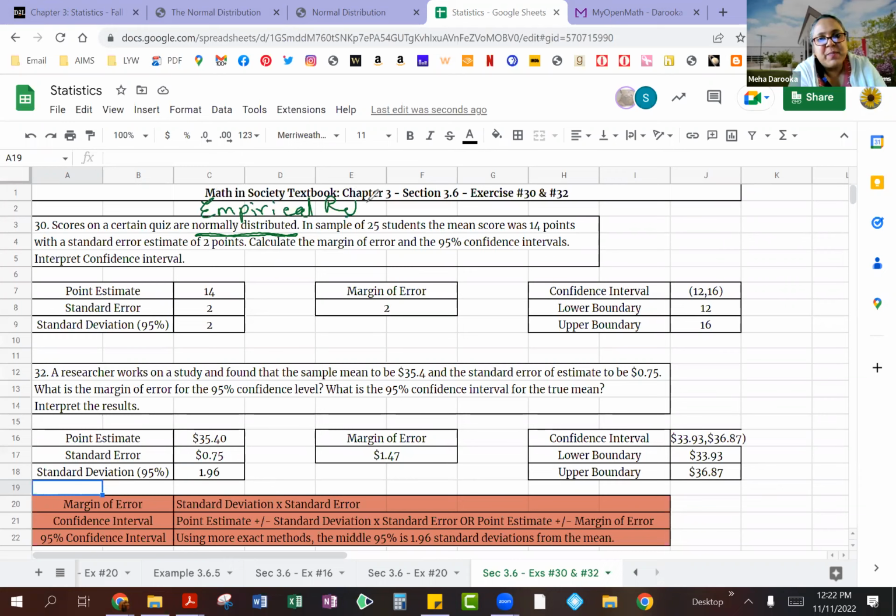Right, so you're using the empirical rule here, but then for this one, you are using the exact calculation. Okay. Thank you.